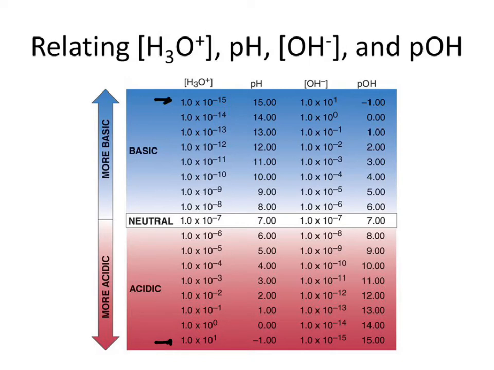Now the pH scale usually goes between 1 and 14, and that has to do with that 10 to the negative 14th from our Kw. But sometimes we can get extremes where we have something that's incredibly acidic or incredibly basic. So sometimes we can get a negative pH or a pH that's above 14.